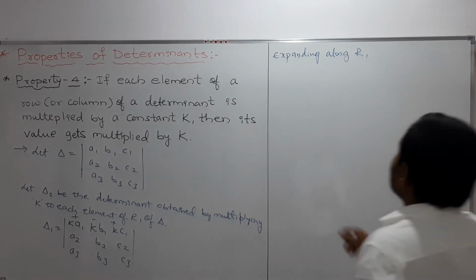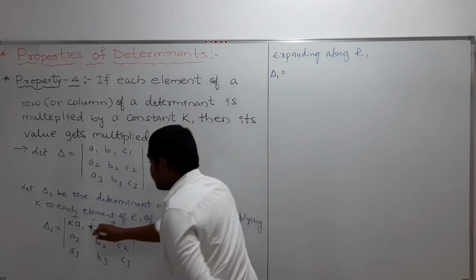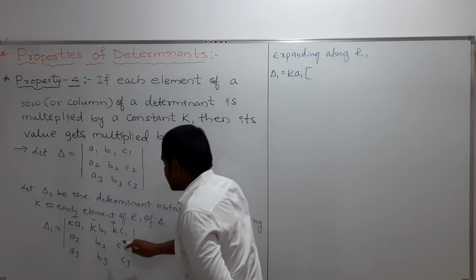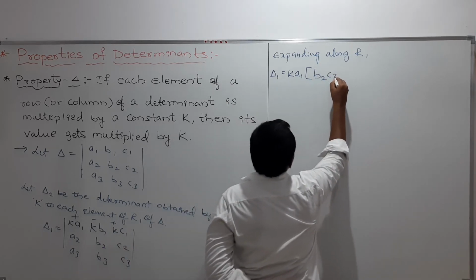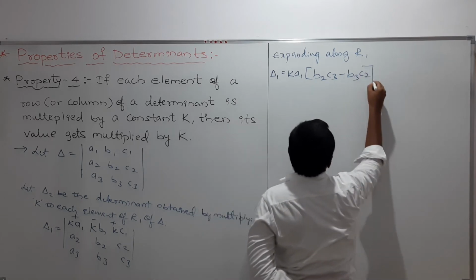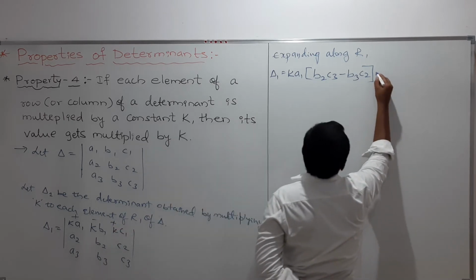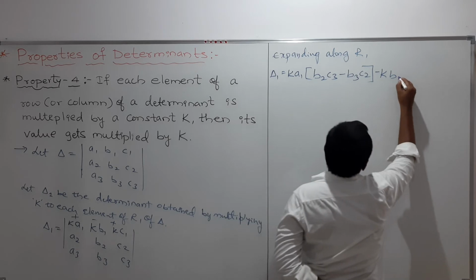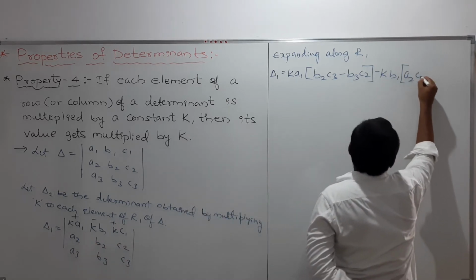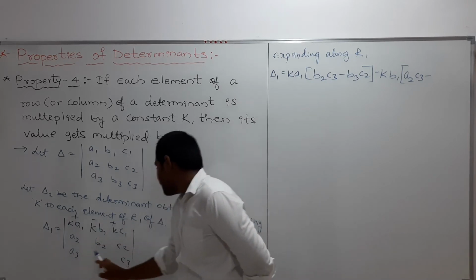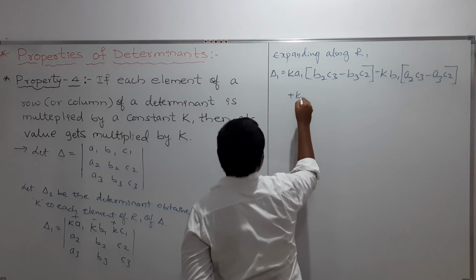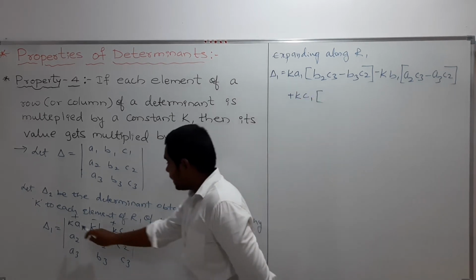After expanding, delta 1 is equal to plus k a1, leave this row and this column, into b2 into c3 minus b3 into c2, next minus k b1, again leave this row and this column, into a2 into c3 minus a3 into c2. Clear? And next, plus k into c1. Now leave this row and this column.